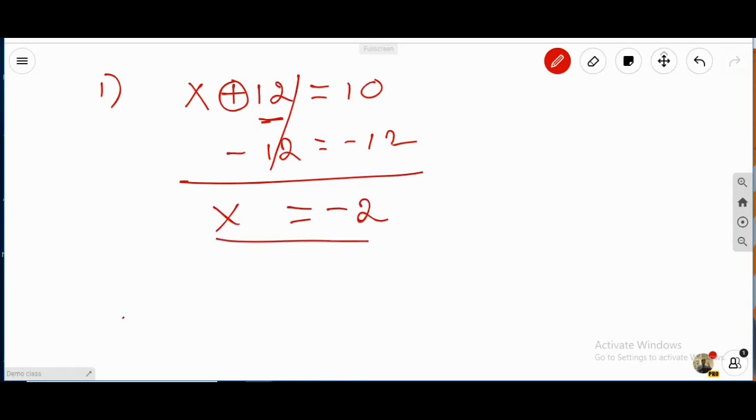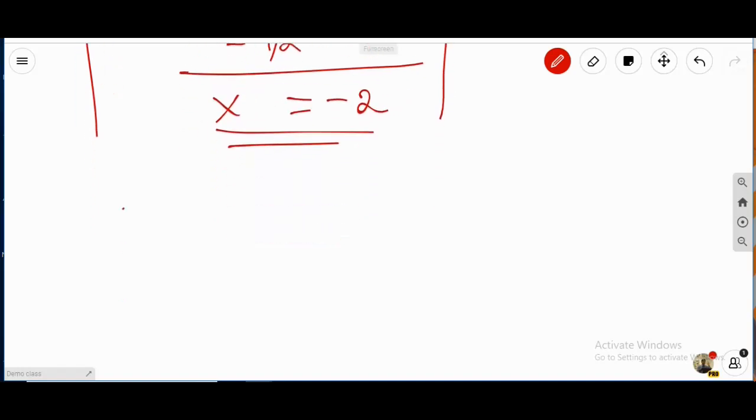By the way, these numbers are called constants. So whenever we are solving one-step and two-step equations, we have to get rid of the constants or move them to the right-hand side. So that is what we will be doing in one-step equations and two-step equations. So let's say that is problem number 1.